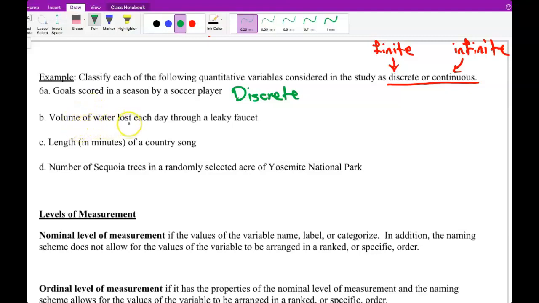Volume of water lost each day through a leak. So here we have volume of water lost each day. I don't know how many days we have here. That's why we may have infinite numbers. So infinite data for this part B. That's why this is continuous.